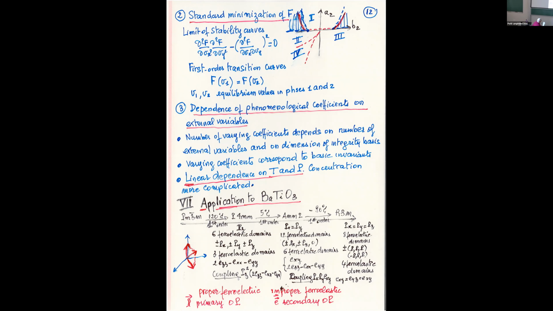All right, so I want to apply all what we said to an example, which is a textbook example of structural transition, which is barium titanate. Barium titanate is known because we have 3 successive transitions at nice temperatures, 125, -90, and they have been investigated by many people, experimentally and theoretically.